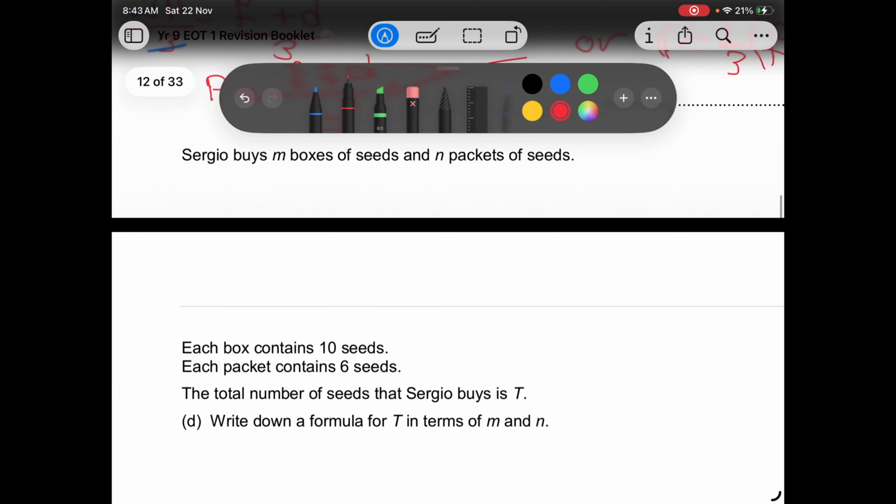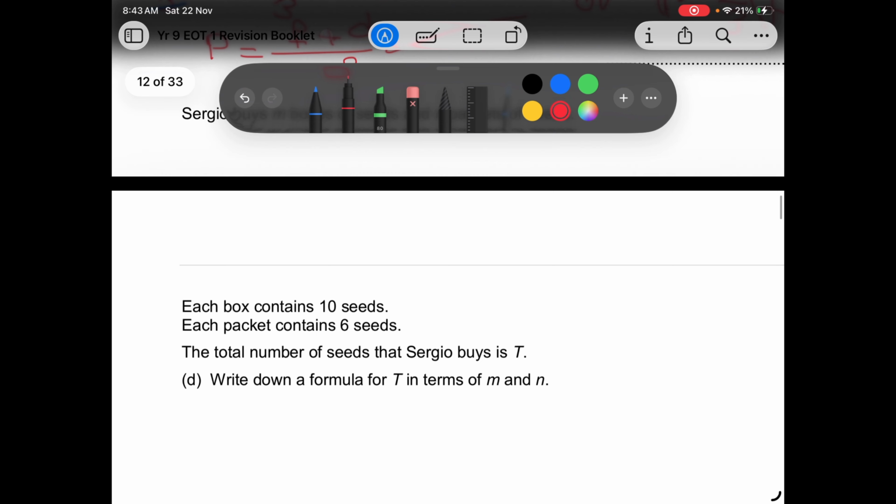Here we have this nice word problem. Sergio buys M boxes of seeds and N packets of seeds. Each box contains 10 seeds and each packet contains 6 seeds. The total number of seeds Sergio buys is T. So T is the total number of seeds.